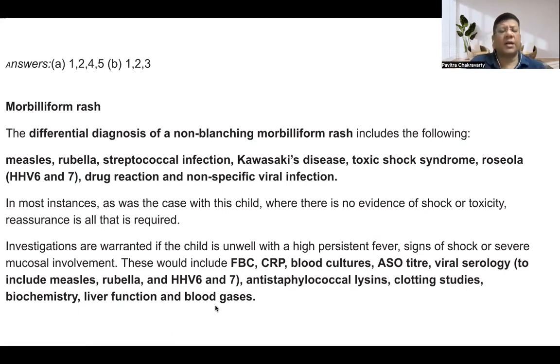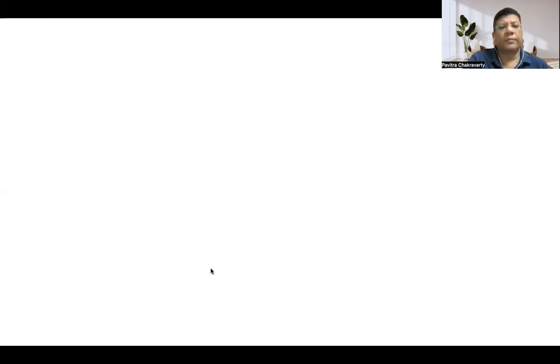I guess they're saying blood gases because they want to rule out things like Kawasaki's, or even a drug reaction. That's why liver function, because if it's a drug reaction, then liver function would be deranged. Also biochemistry. Okay, so that's that. I think that's it really, to be honest. Today, I think that's the end of it.